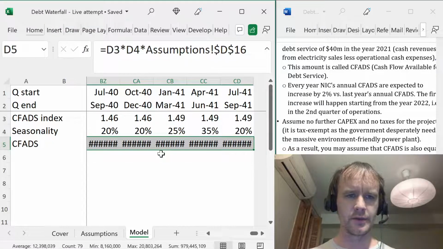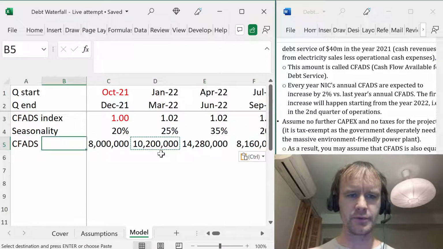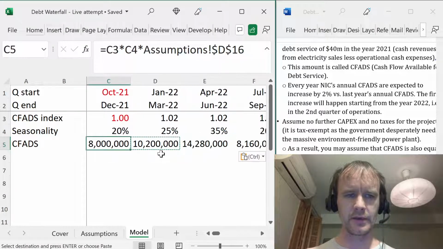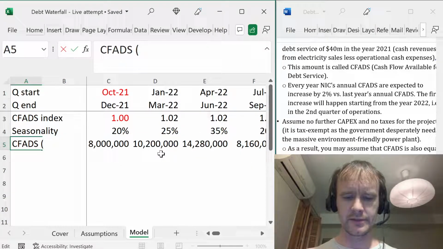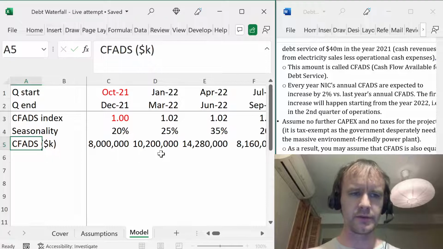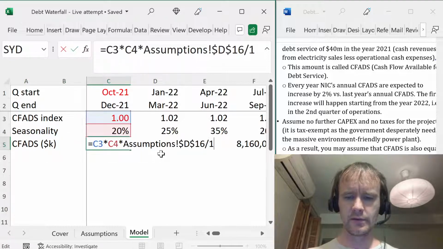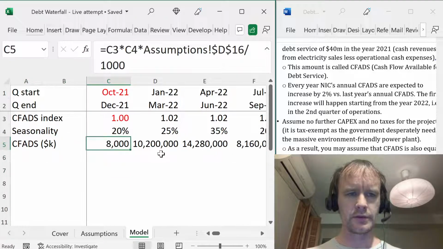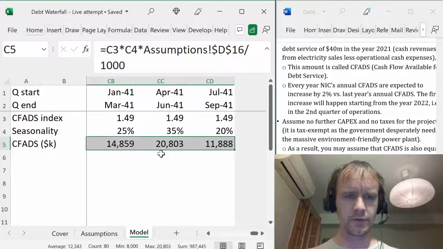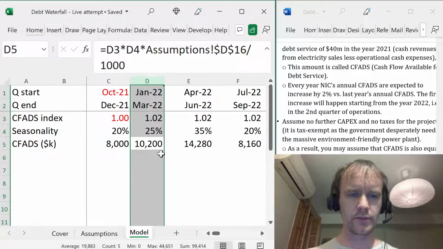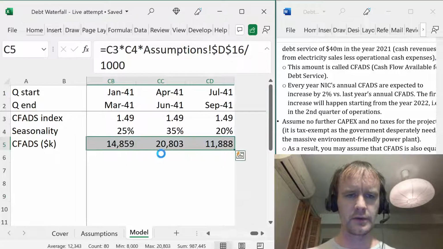I'm hitting more constraints here with the size, but never mind. We'll do the best we can. Actually, I'm going to do the CFADs in thousands. What are we doing? Dollars, I think? Yes, dollars. I'll do everything in $K. I'll fit in a little bit more. So now we can go back to the size we were before. Copy that across. I think March 22 is the widest column.